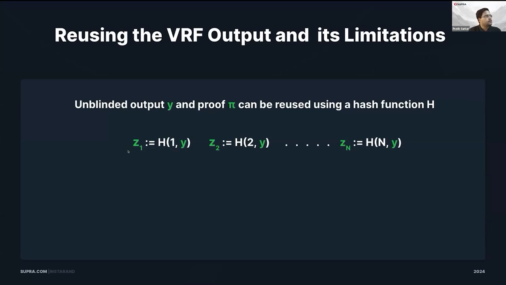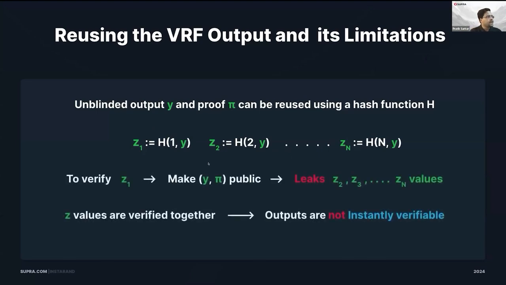So the user can compute multiple random values as z1, which is hash of 1, y, z2, which is hash of 2, y, and so on. So it is deterministic given the output y, right? And now to verify each zi value, the corresponding y and pi value has to be made public. So in FlexiRand, this is a limitation that you cannot verify each zi value individually.